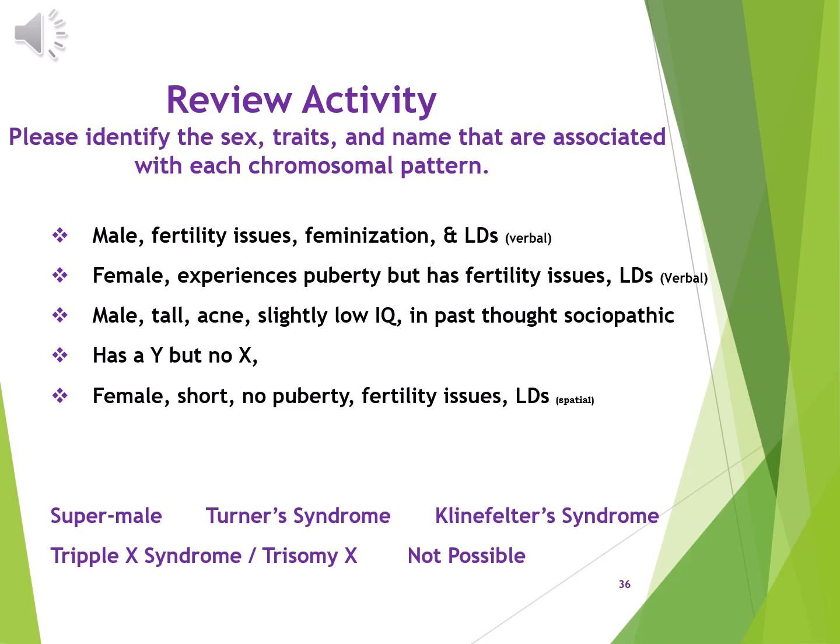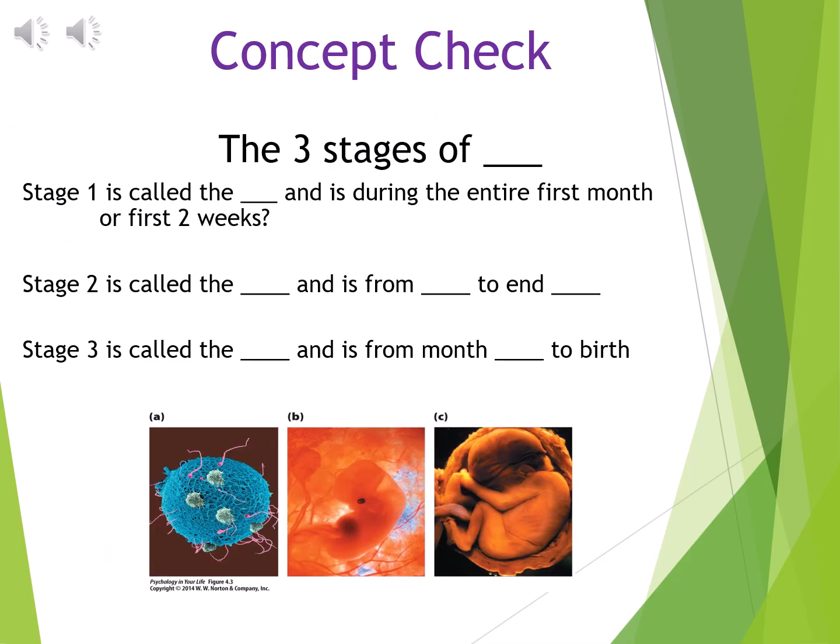And the last one, short, female, no puberty, that's the key from the other one, no puberty, fertility issues, and learning disabilities, of, in this case, a spatial. That would be a female with just one X. So that would be the XO, so that would be Turner syndrome. So go ahead and try this activity and then check your answers.